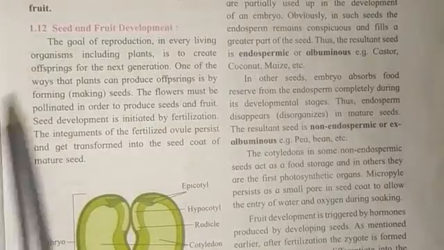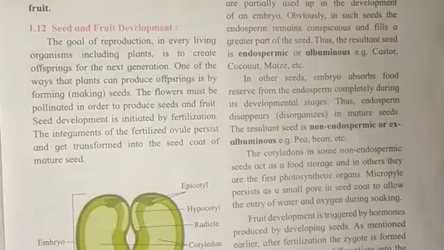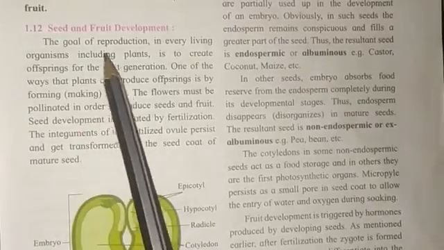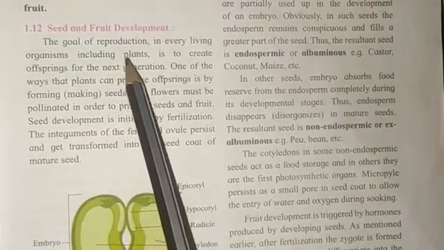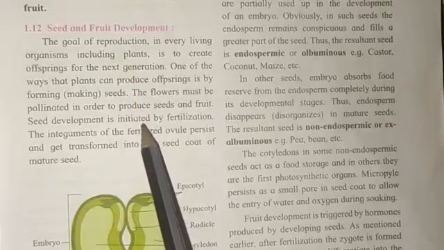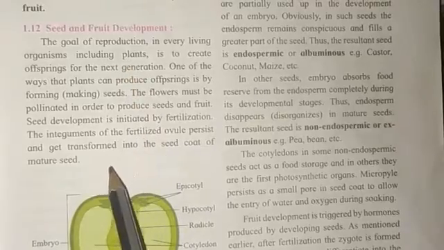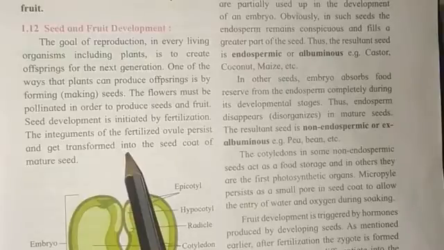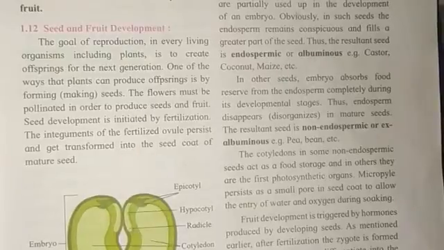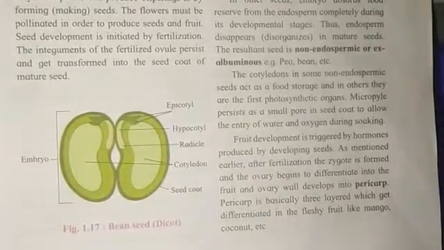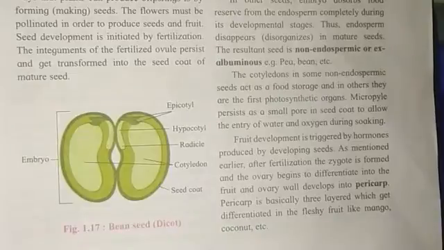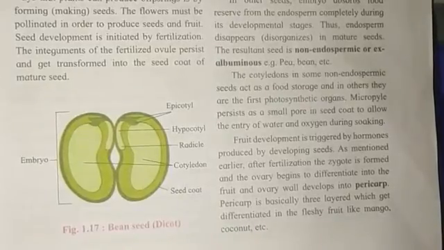Here we want to discuss the seed and the fruit development. We all know that by reproduction the seed is developed and the fruit is developed, and the seed and the fruit help in the process of reproduction, so that a new plant can be obtained. Here you can see this is a dicot seed. There is some difference between the dicot seed and the monocot seed. Now let us see what the difference is.